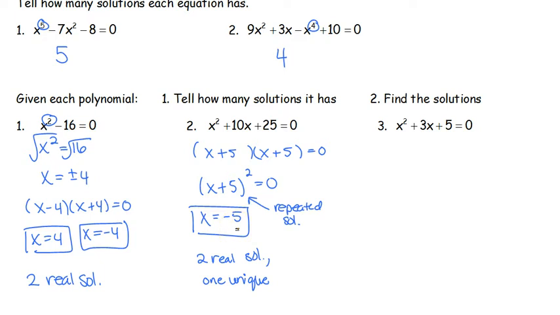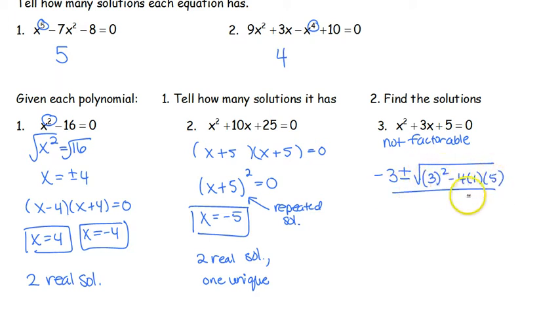And our last one, number 3, we try to factor it, multiply to 5, add to 3. There's no 2 numbers that are going to multiply to 5 and add to 3, so this is not factorable. But we know we've got lots of different ways to solve a quadratic without factoring. I'm going to use the quadratic formula. So the opposite of b plus or minus the square root of b squared minus 4 times a times c all over 2 times a. So that gives us a negative 3 plus or minus. Inside, that's 9 minus 20, which gives us a negative 11, over 2.